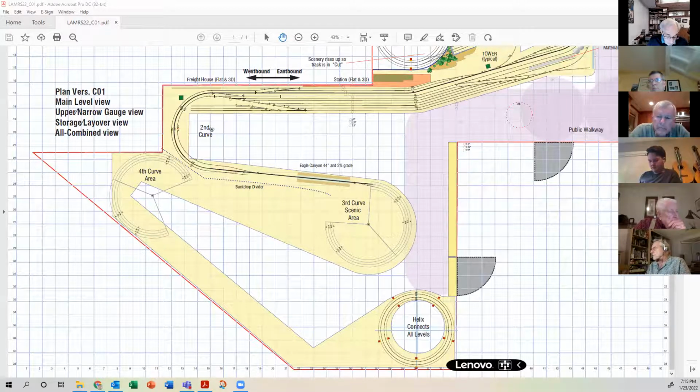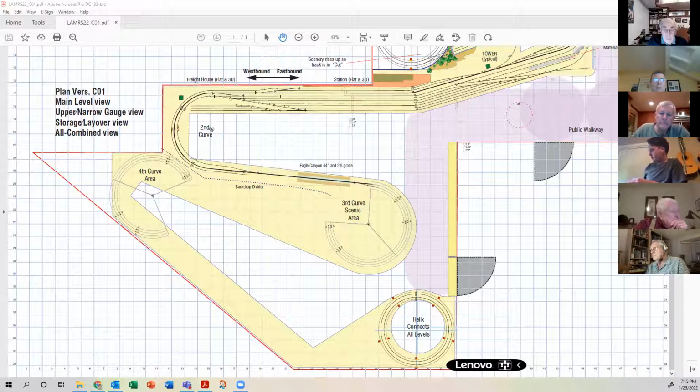Hey, Stan? Yes. If you're figuring on the staging on the lower level going around the big curve and extending up toward the left on the upper side of the peninsula, would that end up interfering with the Eagle Canyon Bridge? Because I assume there's going to be a canyon there. No. The third curve scenic area, and you're right. That is correct. The third curve scenic area would be the reverse loop for the lower level. That's where it would end. And we can fit that in there.